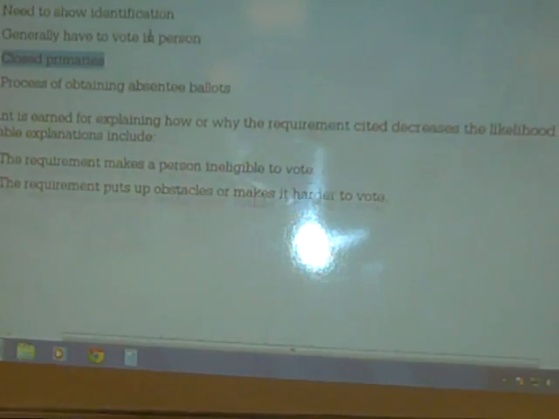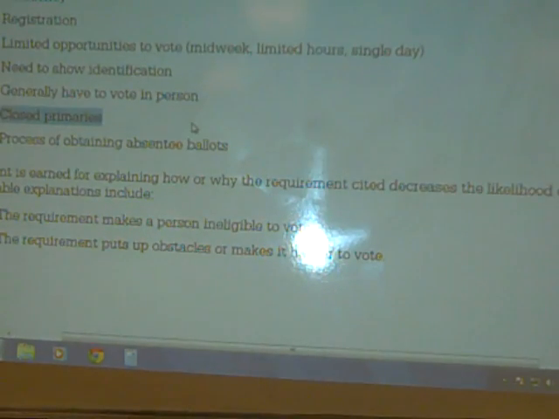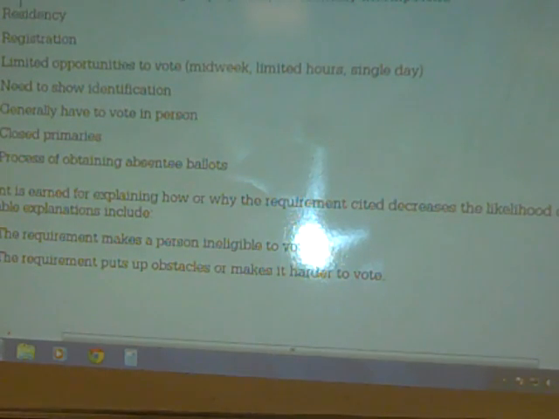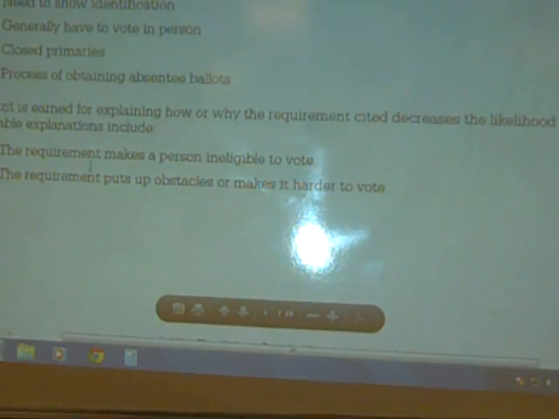Some of these mean that you can be ineligible to vote, and some of these mean it just makes it hard to vote. Okay, like registration makes it hard to vote. The age requirement makes you ineligible to vote. So these are the explanations that are possible.